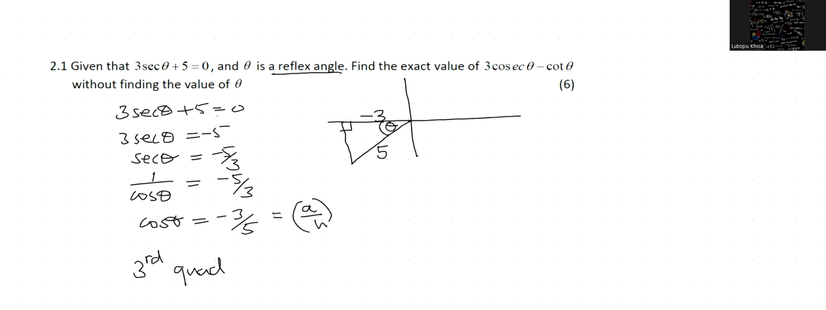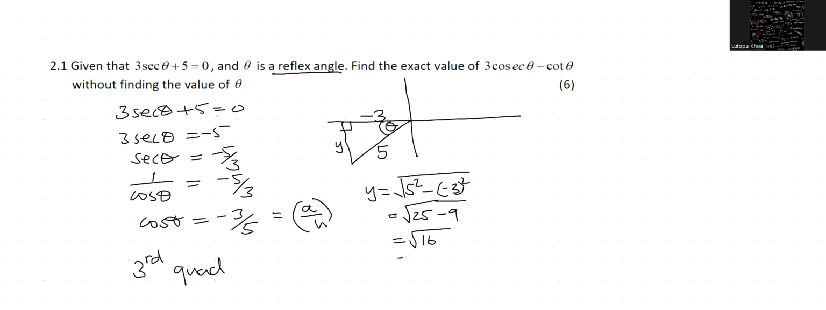And then this side over here, I work it out using Pythagoras theorem. Okay, so I can call this one y because it's the y-axis. So we know that y squared, or just y, this is the square root of 5 squared minus negative 3 squared. This is the square root of 25 minus 9. This is the square root of 16.